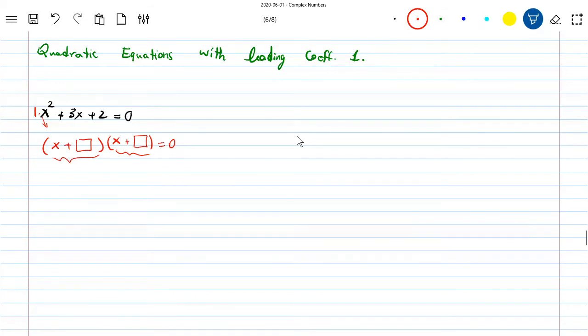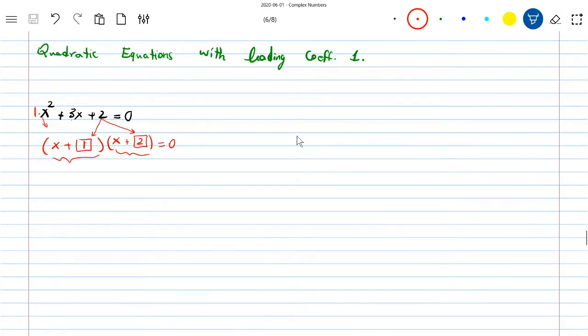You're looking for two numbers that, if you multiply them together, you get 2. The product of the two numbers must be 2. And if you add them together, you must get 3. Those two numbers are 1 and 2. There are multiple choices, but you have to pick the one that satisfies both properties. Adding them together gives you 3, multiplying them gives you 2.